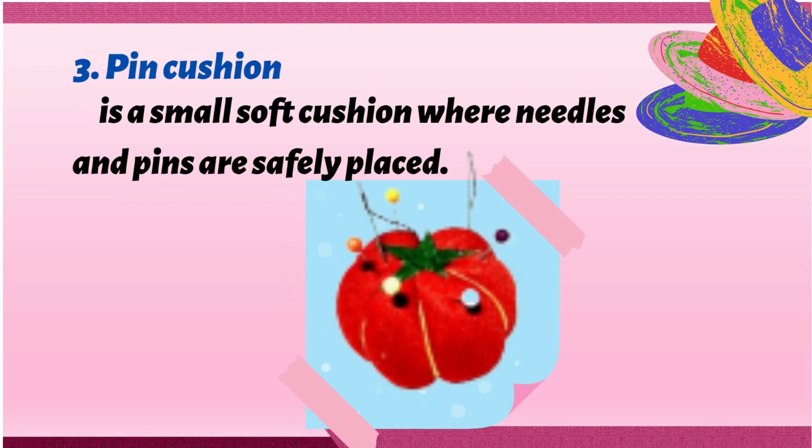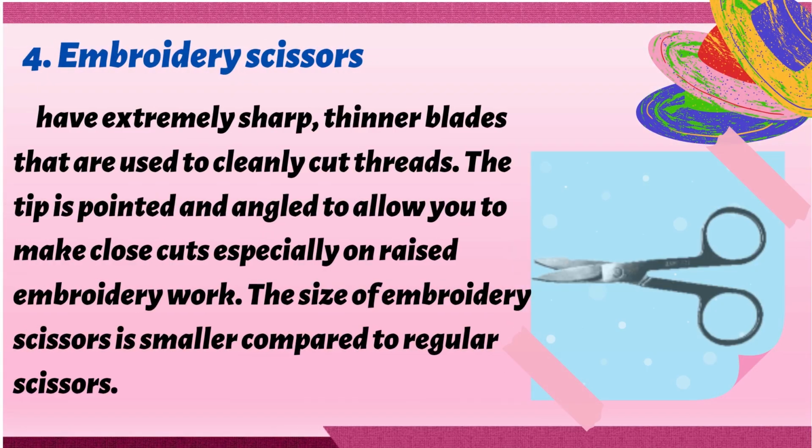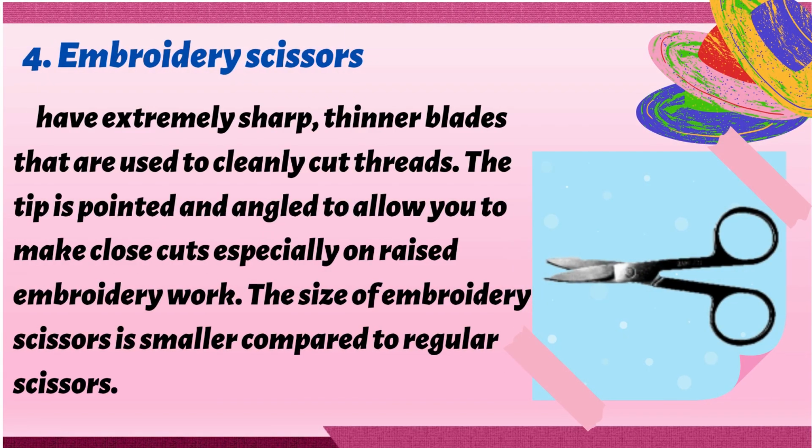Pincushion. Pincushion is a small, soft cushion where needles and pins are safely placed. Embroidery scissors. Embroidery scissors have extremely sharp, thinner blades that are used to cleanly cut threads. The tip is pointed and angled to allow you to make close cuts, especially on raised embroidery work. The size of embroidery scissors is smaller compared to regular scissors.